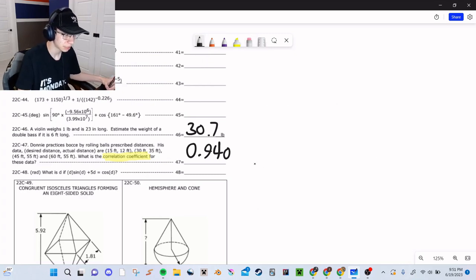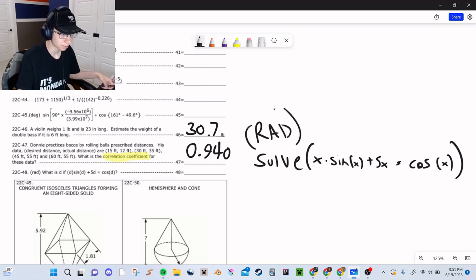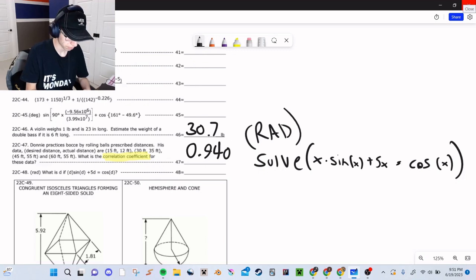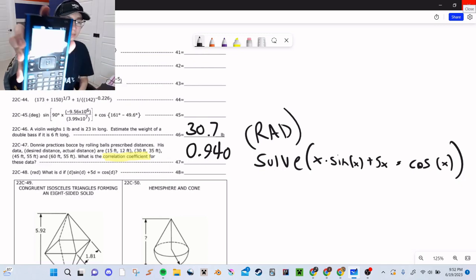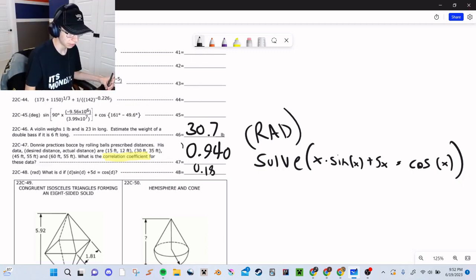Number 48, we're just going to use our solver. Just do like x times sine of x plus 5x equals cosine of x. Make sure you're in radians. So like that, we get our answer is about 0.189.